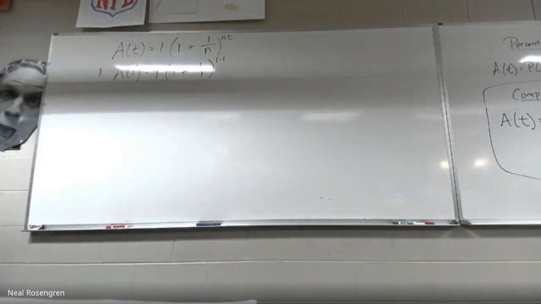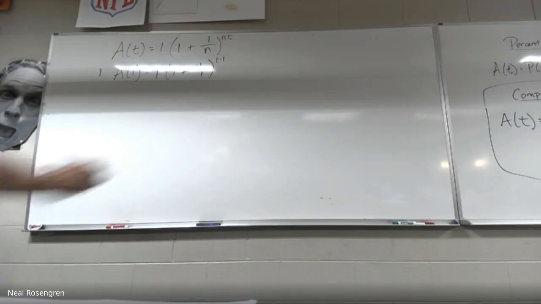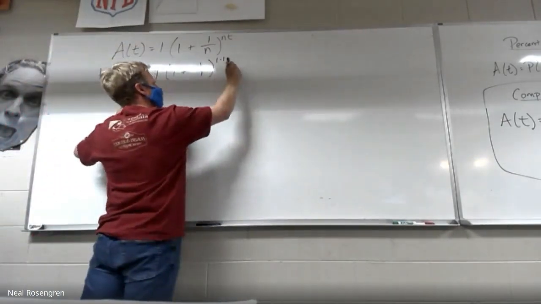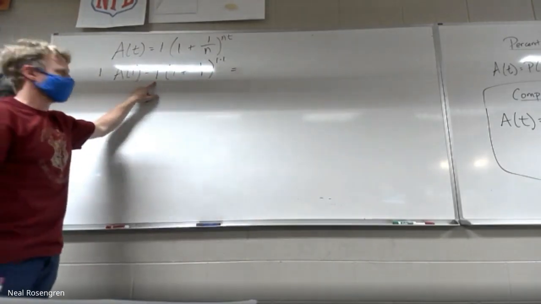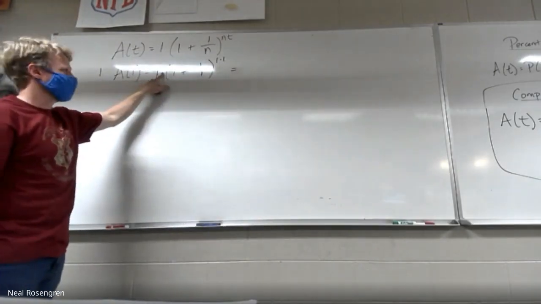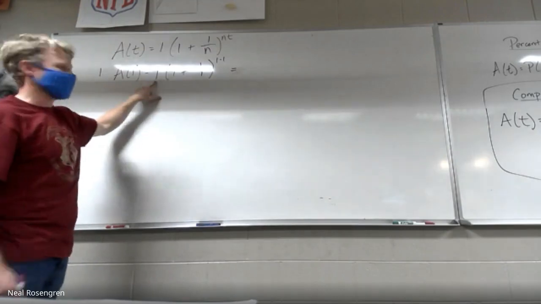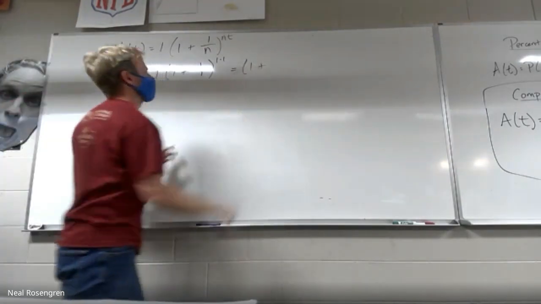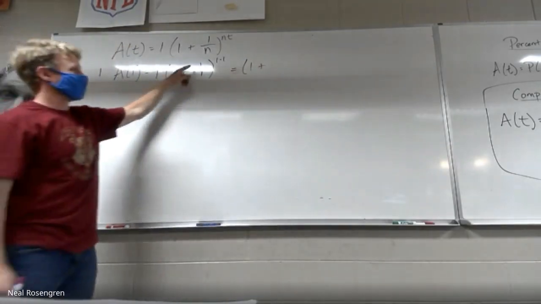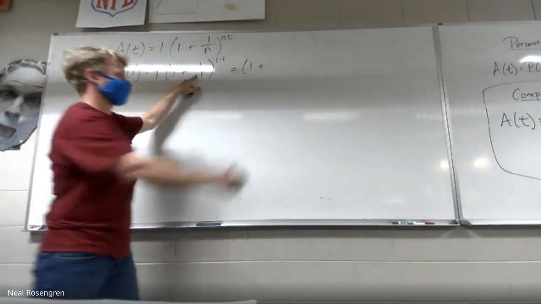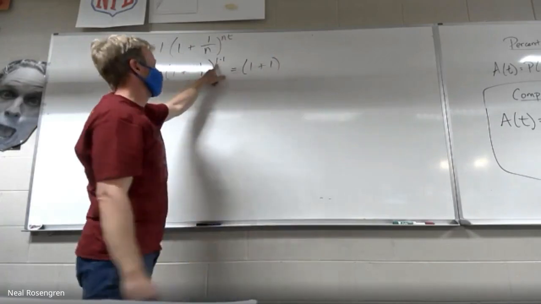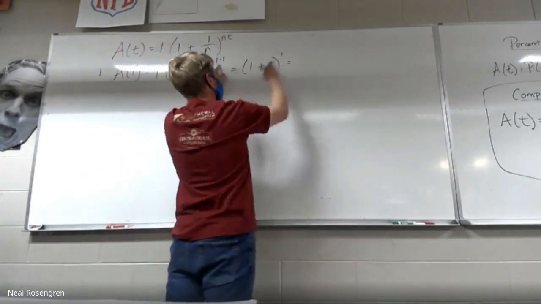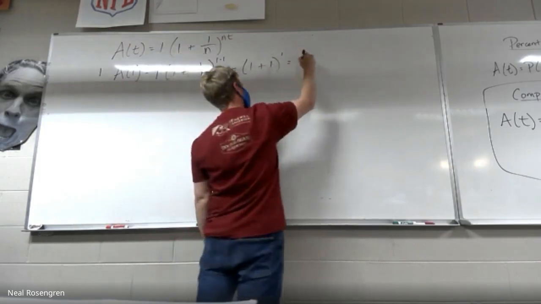All right, now what is that? Let's slow down for a second. 1 times some stuff. Does that 1 make a difference? I'm dropping it. 1 plus 1 over 1, to the power of 1 times 1. Another 1. What's 1 plus 1? 2.